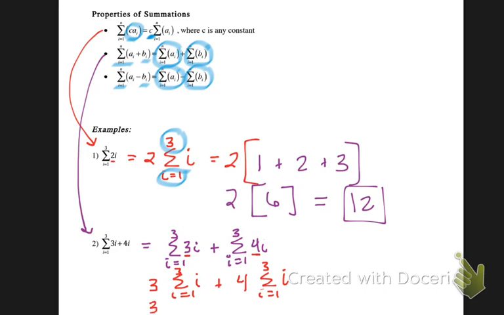So I have the 3 in front. I'm going to start plugging in at 1 and stop at 3. And then I have the 4 in front, and I'm going to plug in again, stopping at 3. And when you evaluate all this, you should get 42 as your sum.